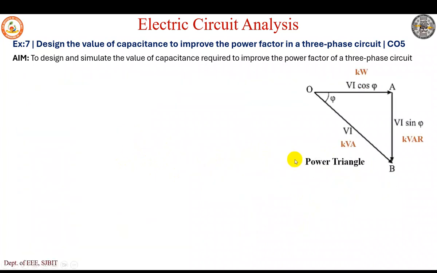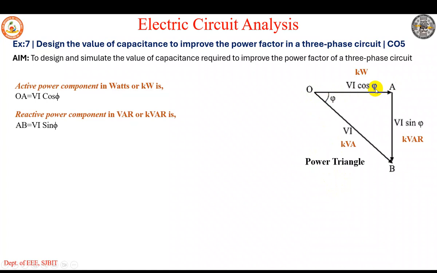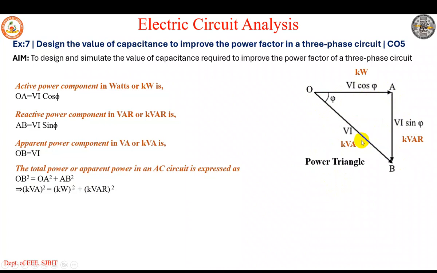So let us expand some equations from the power triangle that we have seen earlier. The active component in watts or kW is nothing but OA, that we have seen. It does not change. It remains constant before and after power factor correction, which is known as VI cos phi. The reactive component is VI sin phi, and the apparent component OB is called VI. So that's the total power or apparent power in AC.